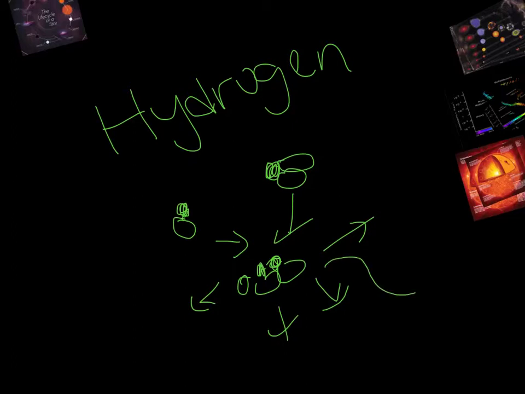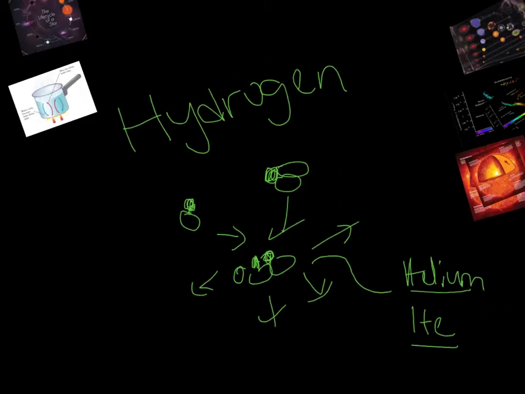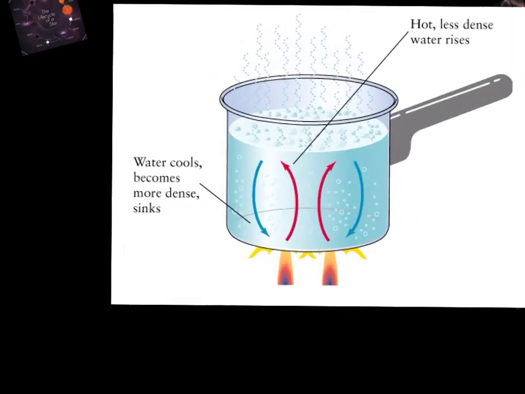And in the process, a new element is formed, and that is helium. That's really what nuclear fusion is. It's fusing two smaller atoms together to form a new element. Okay, so the next process we need to look at is convection.